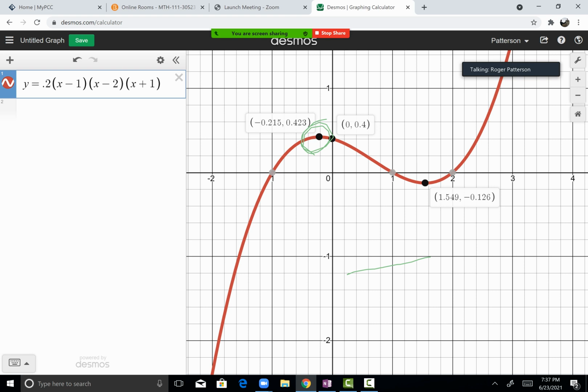All right. But remember, write down the whole point. So when you're telling me, hey, this is the local, and if I say, hey, what are the local mins and local maxes? For the local max, you'll say negative 0.215 and 0.42 or something like that. I don't care how far you carry it out. If you go negative 0.21, that's fine, and 0.42. And then the other one would be 1.5 and negative 0.12. So make sure that you're writing it as a point.